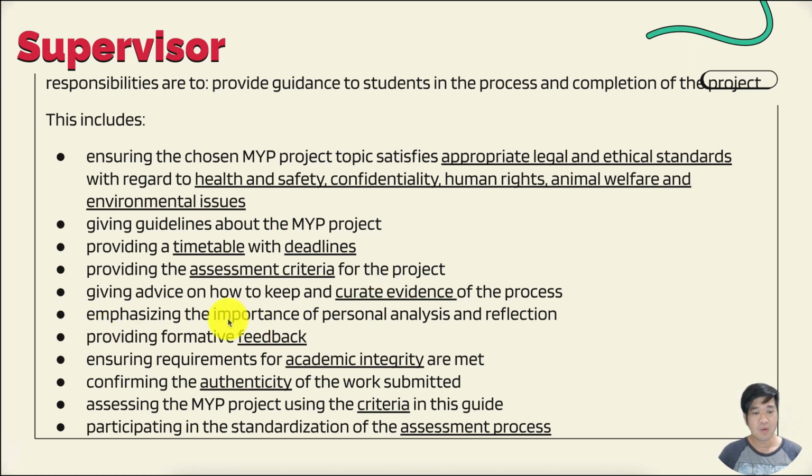Okay. Now, emphasizing the importance of personal analysis and reflection. So you need to make sure that you are able to analyze and reflect properly. And then providing formative feedback. It means that when you present it to me during the interviews with me, then I'm going to be giving some feedback for you. Now, ensuring requirements of academic integrity. It means it's original, from your own take of what you want to have. All right. And then confirming the authenticity that the work submitted is not plagiarized. Now, assessing the project in the criteria that is meeting the guide. So in the report, I will be giving you some advice for that. Now, and then standard in the assessment process.